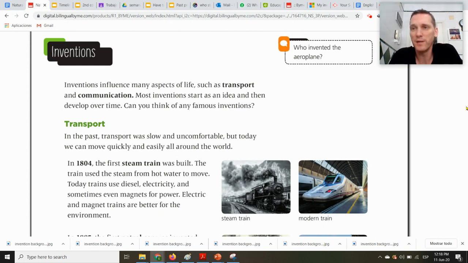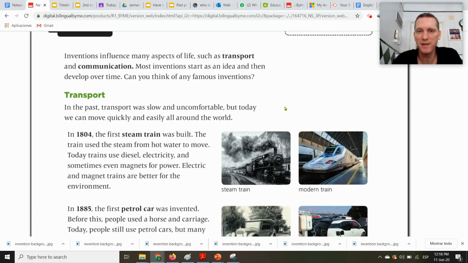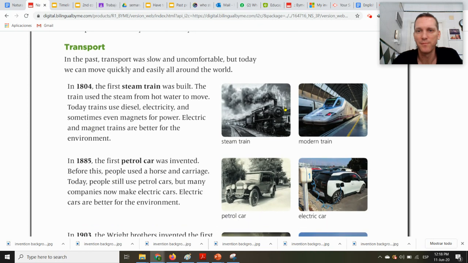You have to read 2 pages in your natural science book, page 98 and 99. Then you have to make a timeline of some important inventions. Let's look for a moment at these 2 pages. They tell us some examples, 7 examples, of inventions in transport and communication.